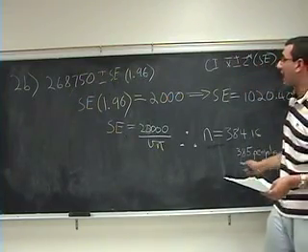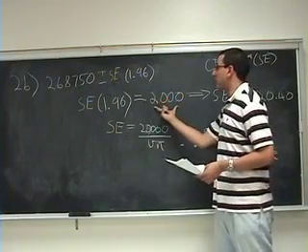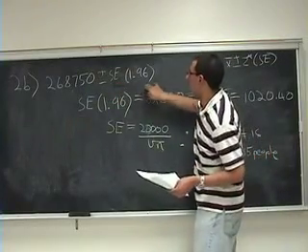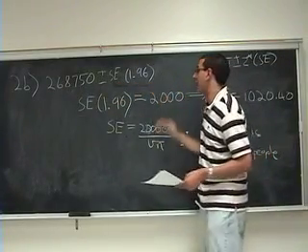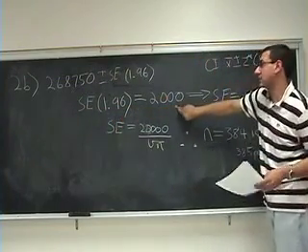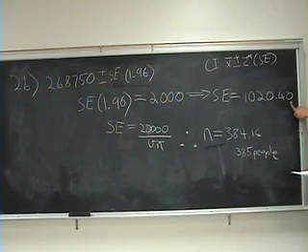If you want, you can memorize that, or a little bit of algebraic manipulation will help you solve this problem. So we know that we're trying to get our estimate within $2,000. That means that this portion must be 2,000 on each side. So SE times 1.96 is equal to 2,000. Solve out for that, you get SE is equal to 1020.4.